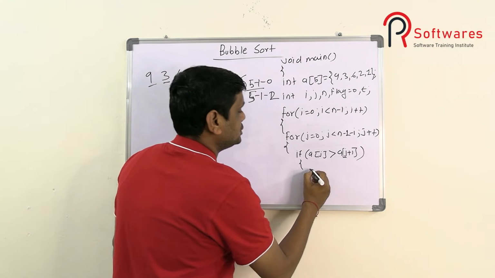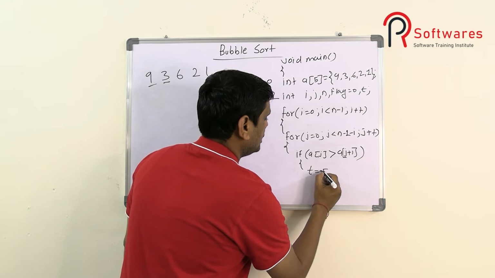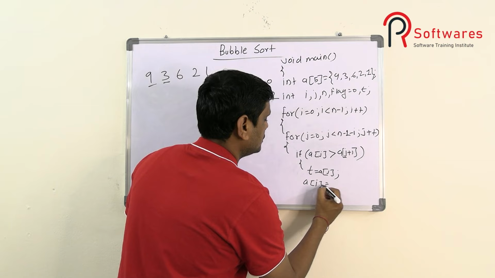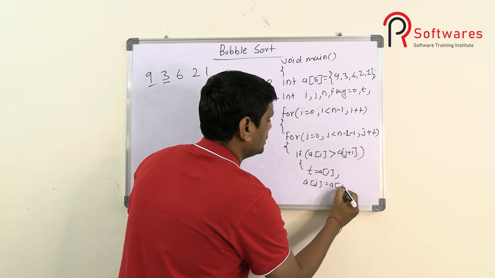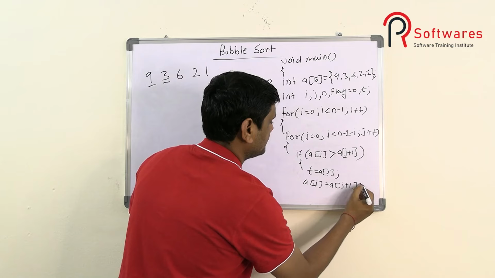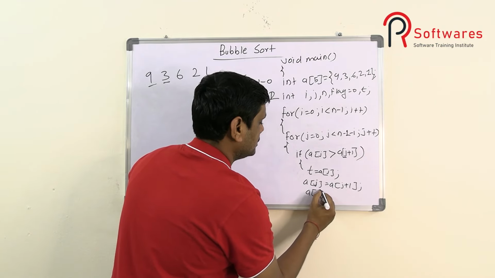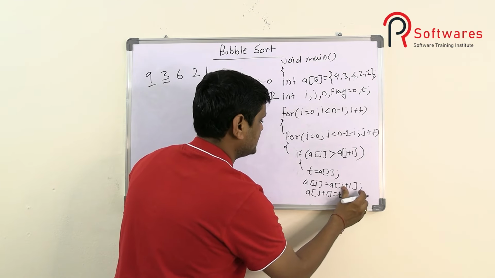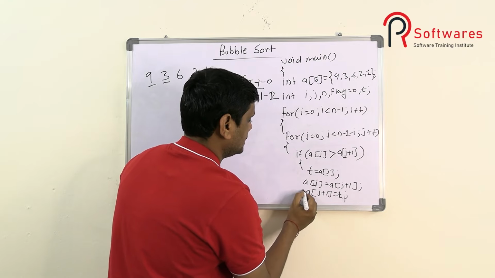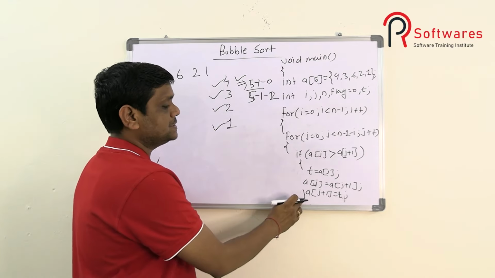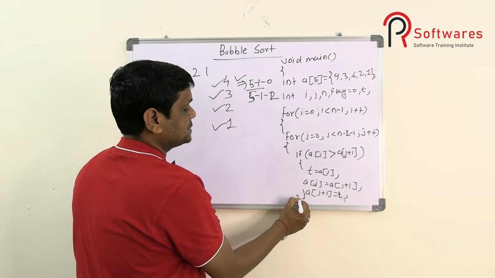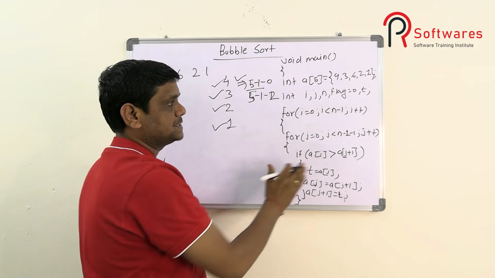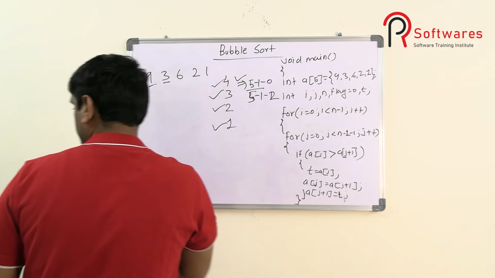Swap. To swap, the logic is we'll write t is equals to a of j, a of j is equals to a of j plus 1, and a of j plus 1 is equals to t. Guys, don't worry, everything I will explain in a step-by-step way. So this if got completed, and this for loop is completed here. After this I need to write some more logic that I will tell you after. First let us discuss this logic in detail.